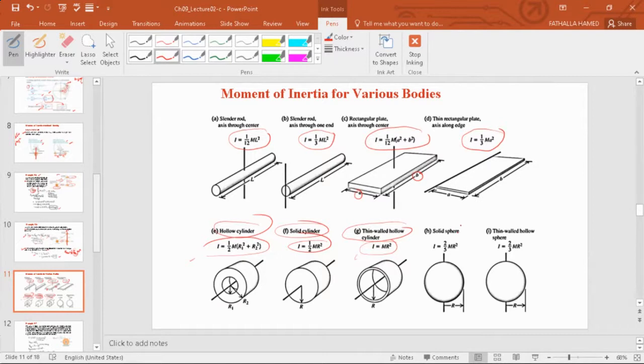Now, if you have a solid sphere, the moment of inertia will equal 2/5 mr squared. But if you have a thin-walled sphere, like a ball that just has a thin wall, the moment of inertia is 2/3 mr squared. Now, we're not going to do this by integration, but we're giving you these different shapes, the different axes of rotation, and the moment of inertia here.